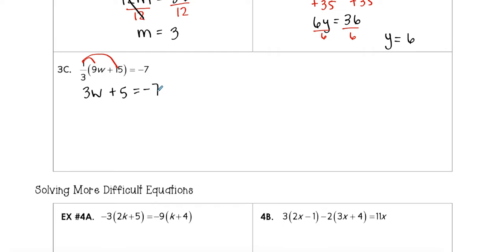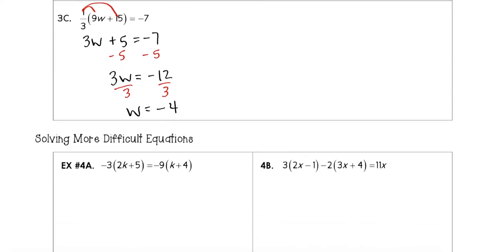All right, easy two-step equation again. I'm going to go ahead and subtract 5 from both sides. So I get 3w equals, and that's going to give me a negative 12. Divide each side by 3. Be careful, w equals a negative divided by a positive is going to give me a negative. 12 divided by 3 is 4, so I get negative 4.